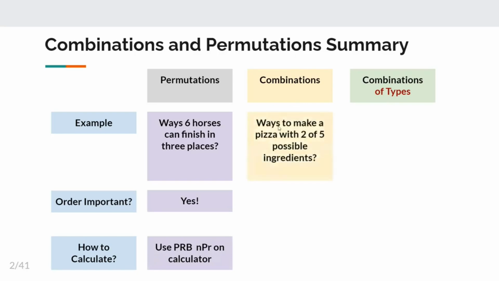A combination example: ways to make pizza with 2 out of 5 possible ingredients. We don't care which order ingredients are added to our pizza, so order is not important, and that's what makes this a combination problem. To do this calculation, we're also going to use the PRB key, but we are going to select the nCr function. C stands for combination.